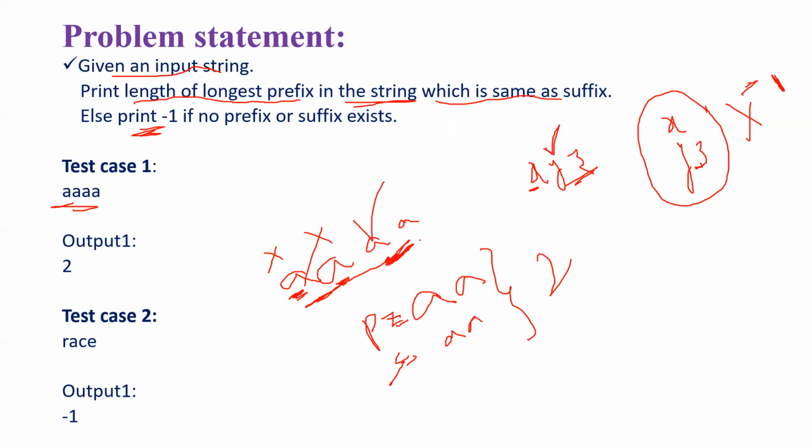Yes, it is satisfied. For this, prefix is 3 a's and suffix is single a. Here also prefix not equal to suffix. So in this example, the longest prefix which is same as suffix is a and its length is 2. So print that length. I hope the problem statement is clear. Now let me show you how to do that.